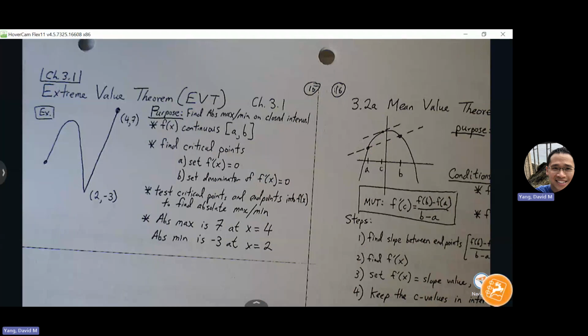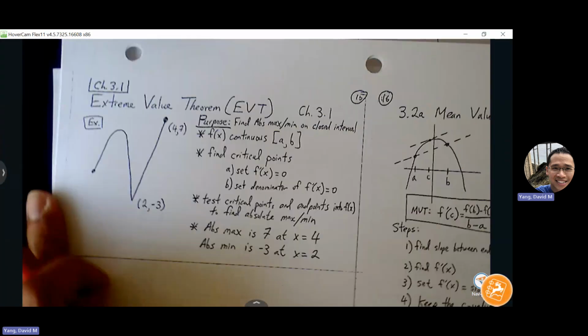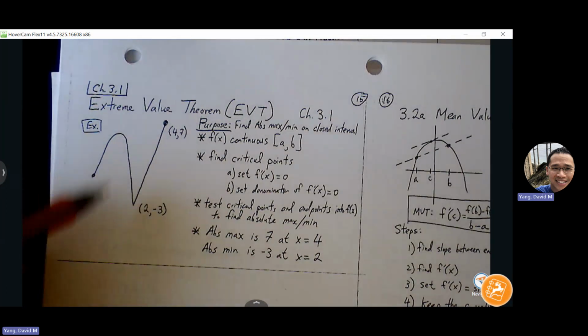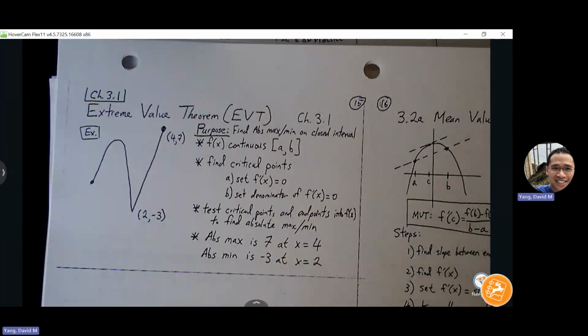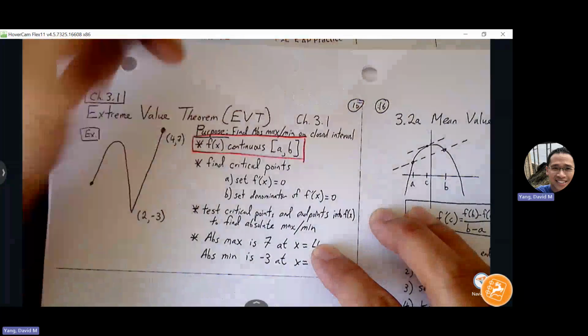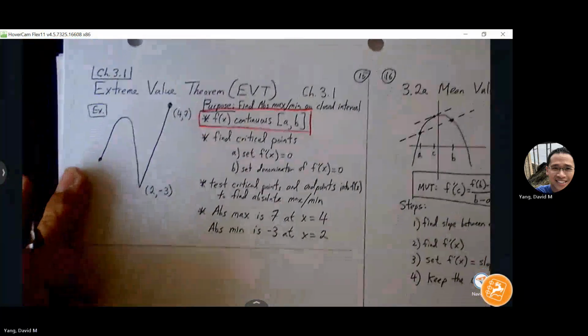Okay, so first, extreme value theorem. The whole purpose of extreme value theorem is to identify the highest and lowest y values of a closed interval, but without the use of a graph, just relying on information from critical points. So first, make sure that you create a statement saying that the function is continuous on the closed interval.